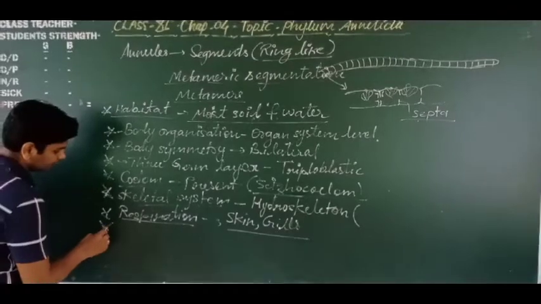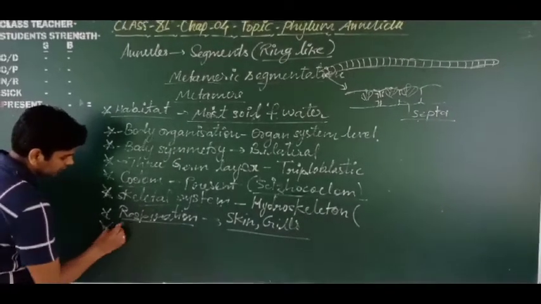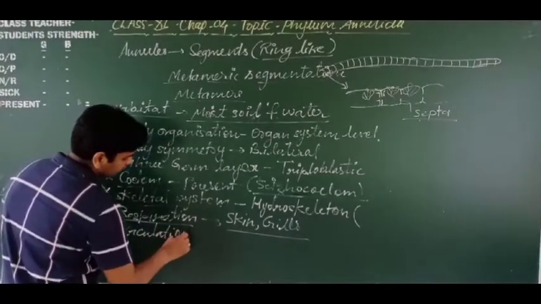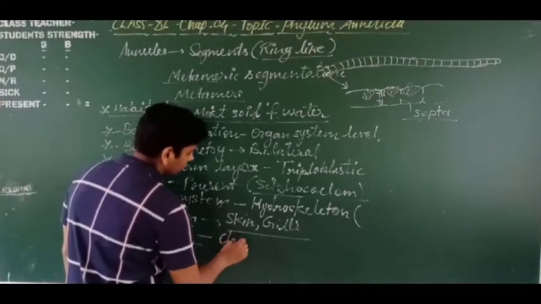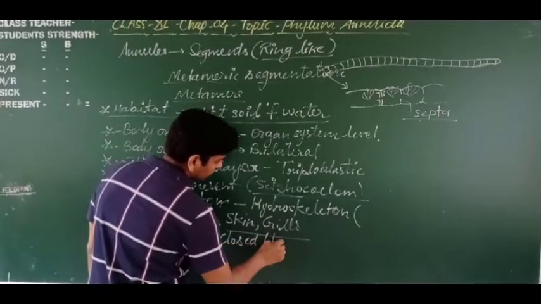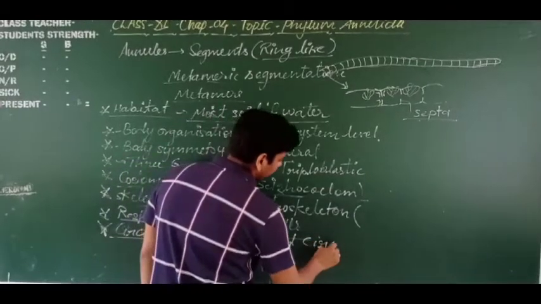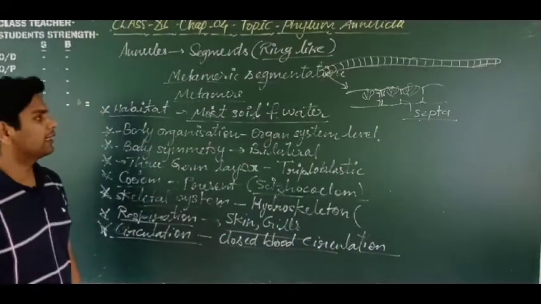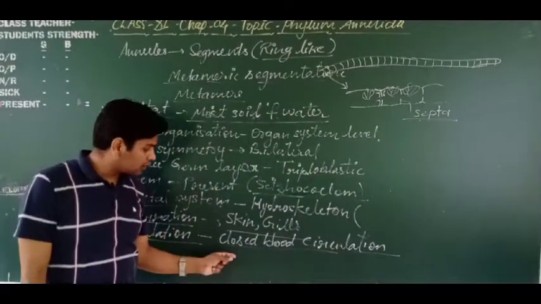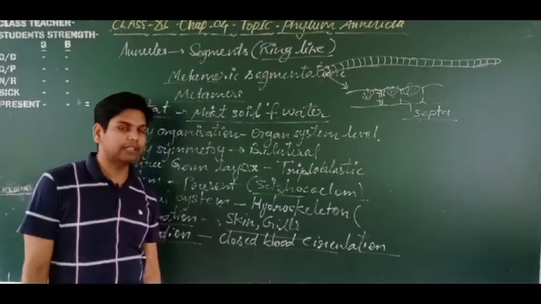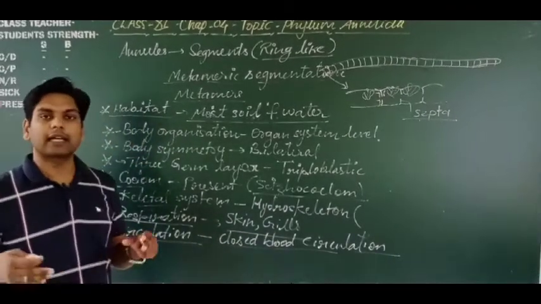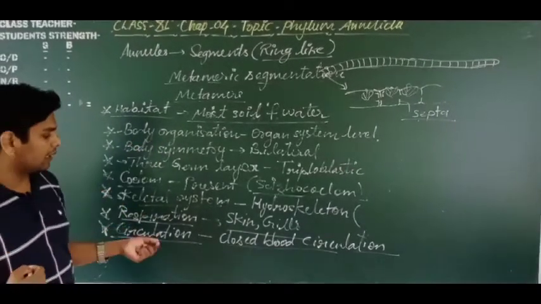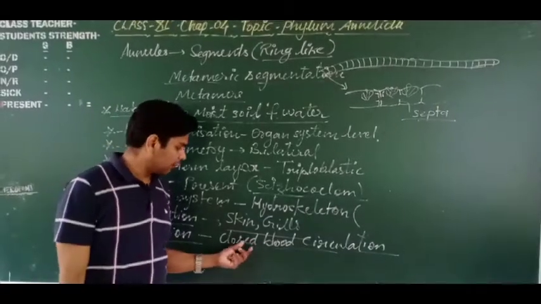Next, the circulatory system, or circulation, is found. And which type of circulation? Closed blood circulation. This is a very important point, dear students. These are the first animals in which a closed blood vascular system is present, because blood flows in closed vessels, just like the arteries in our body. So here also blood vessels are present, and blood flows inside the blood vessels.